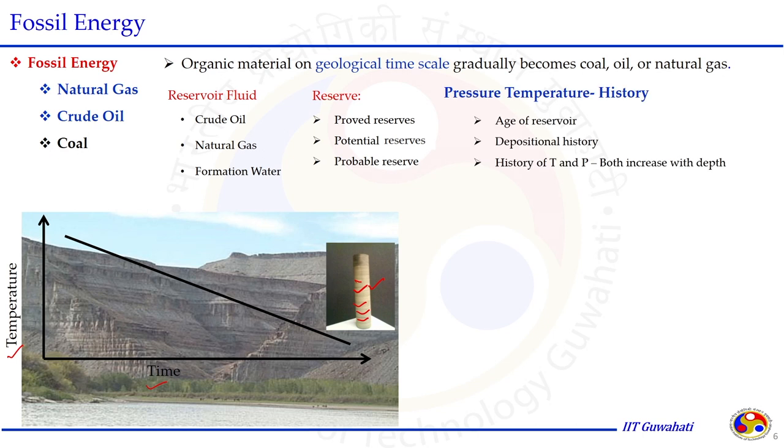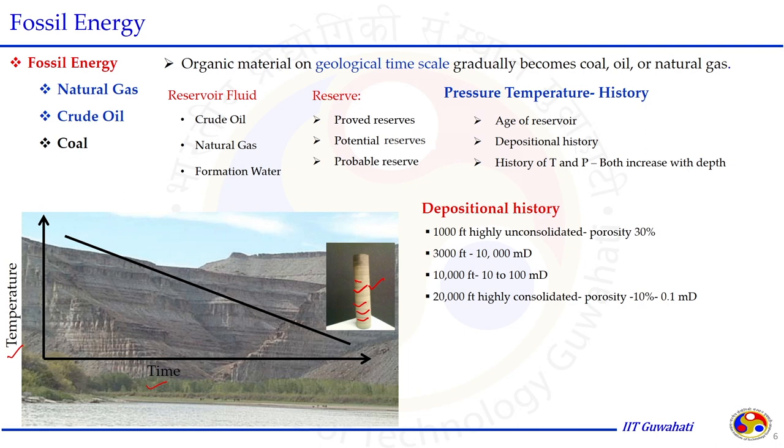So when it comes to the temperature and pressure history underneath the surface, it depends on the age of the reservoir, what types of fluid, meaning crude oil and gas, got produced, and the deposition history. The temperature and pressure both increase as we go deeper underneath the surface. In deposition history, if we are around 1000 feet depth, the porosity, which is one of the characteristics of the rock, is around 30%. If we go deeper, the porosity decreases, and around 20,000 feet, the porosity is just 10%.